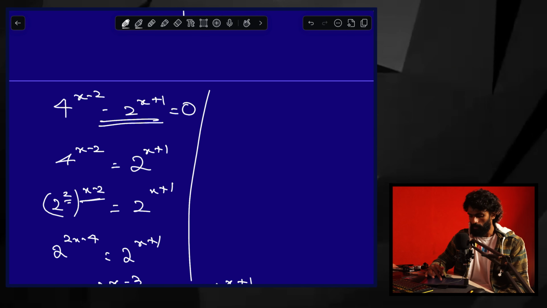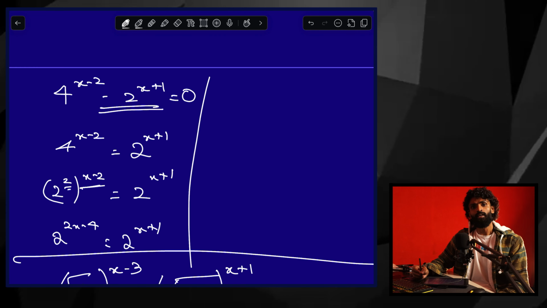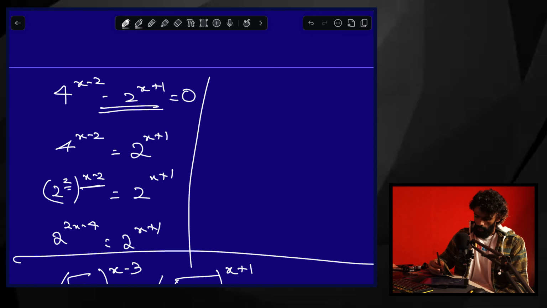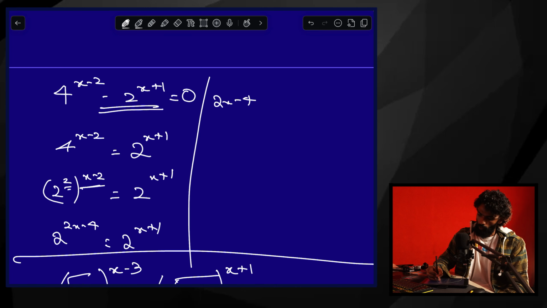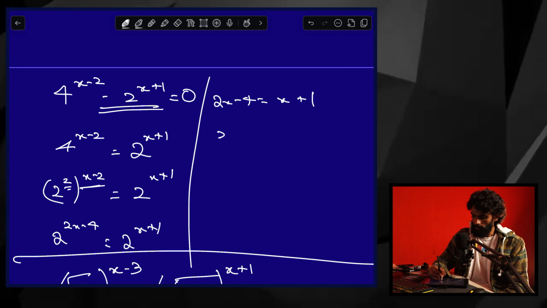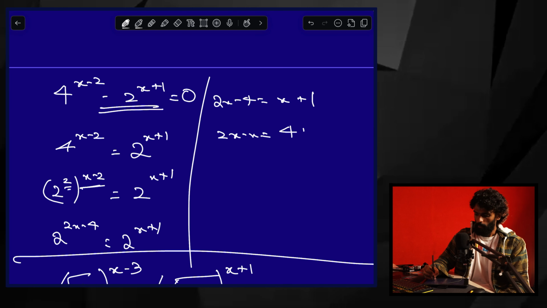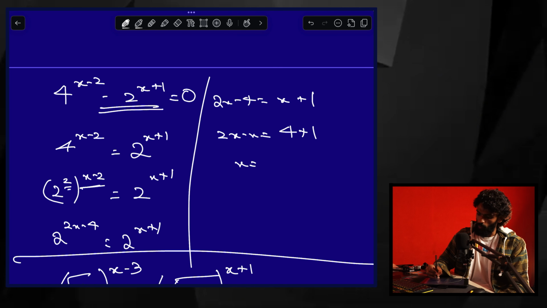The new rule which we learned right now, it says what? If the bases are same and there's an equal to sign in between, we equate the powers. So it becomes 2x minus 4 equals x plus 1. We'll bring all the letters to one side, which means it becomes 2x minus x equals minus 4 goes to the other side, becomes plus 4 plus 1. So it becomes x equals 5. Correct? There's no change here. It's the same things. Fine.